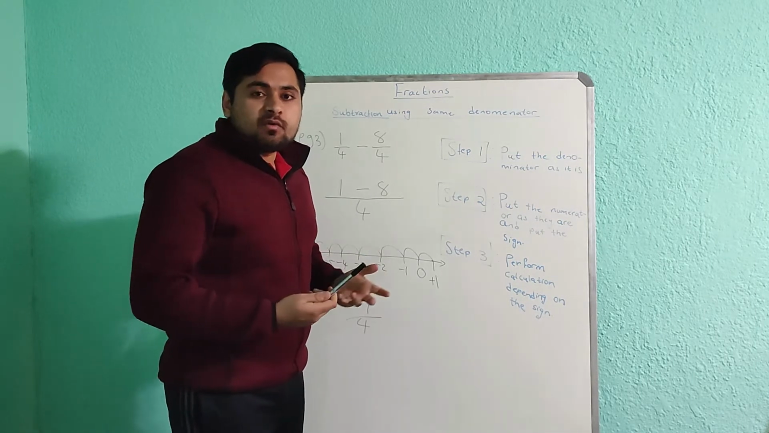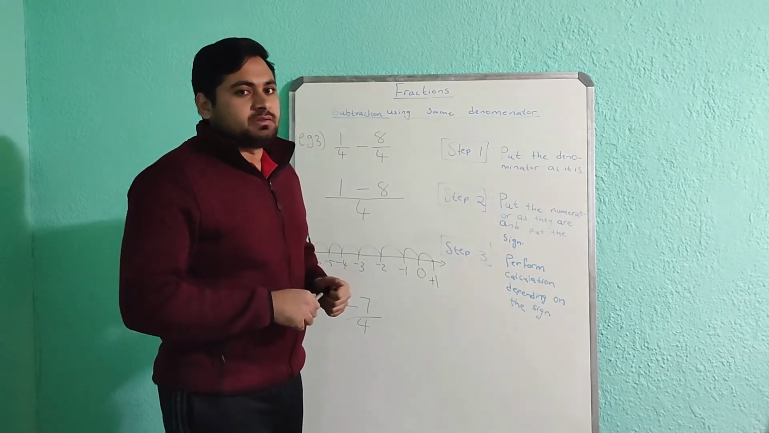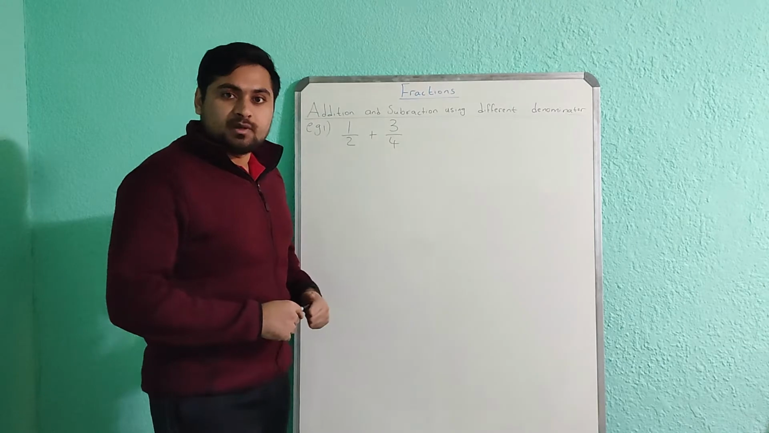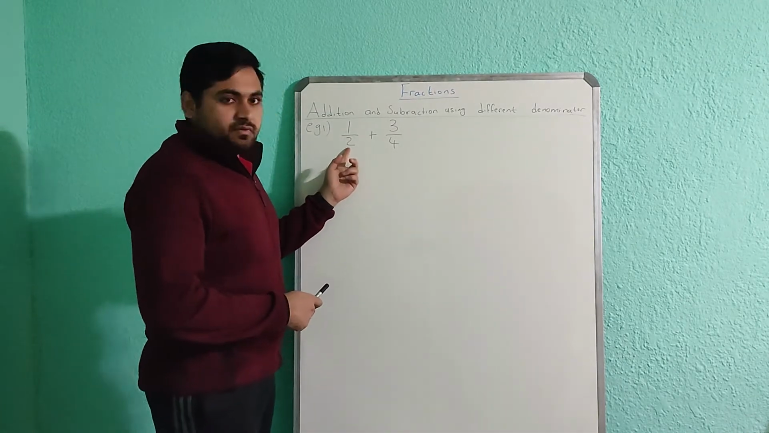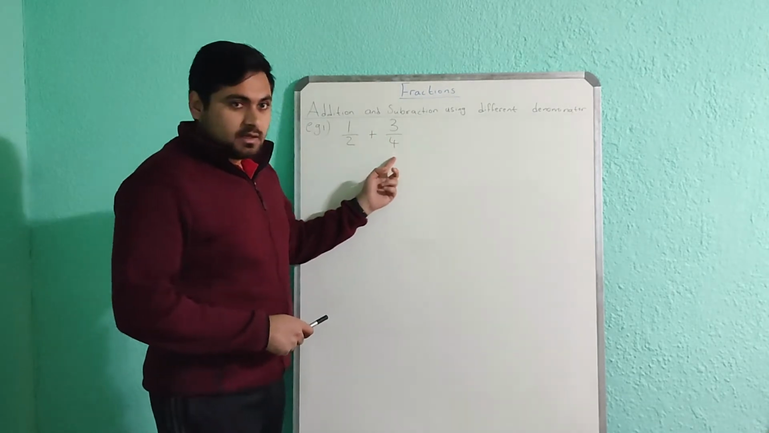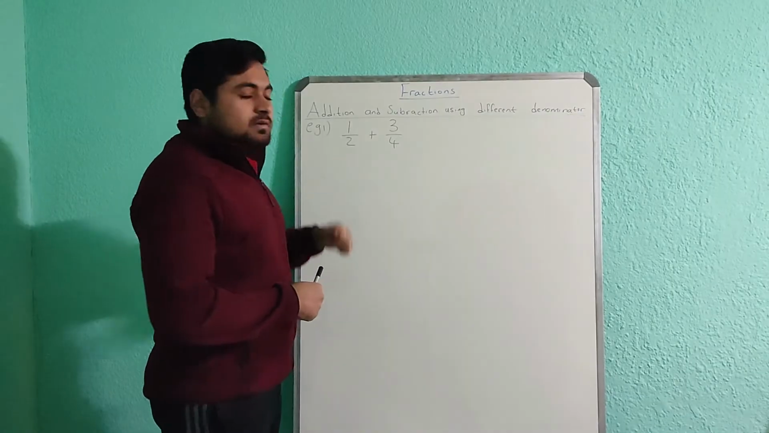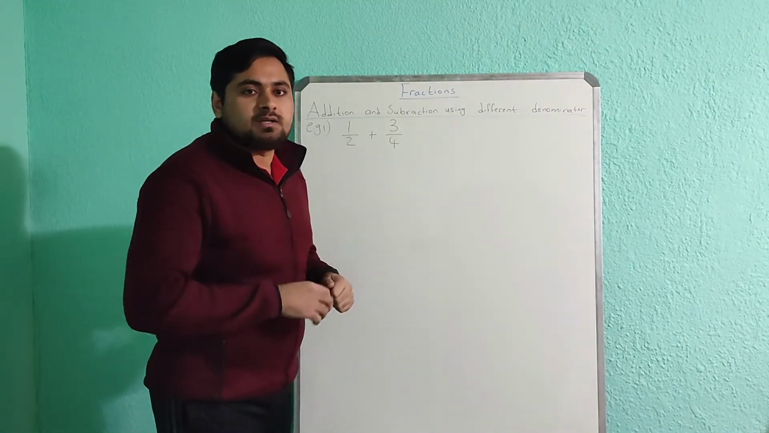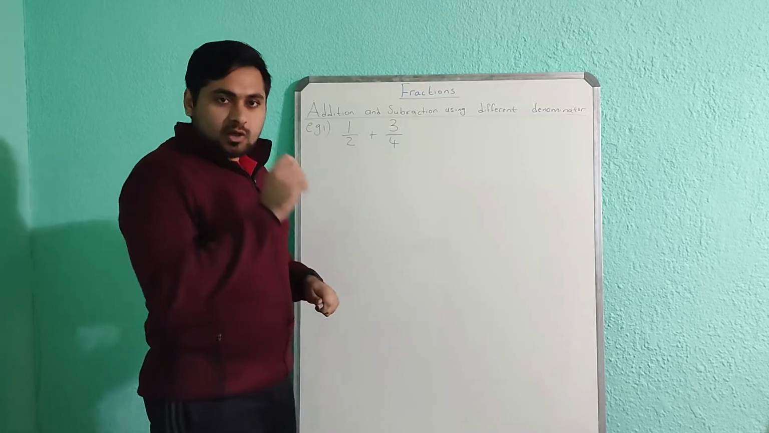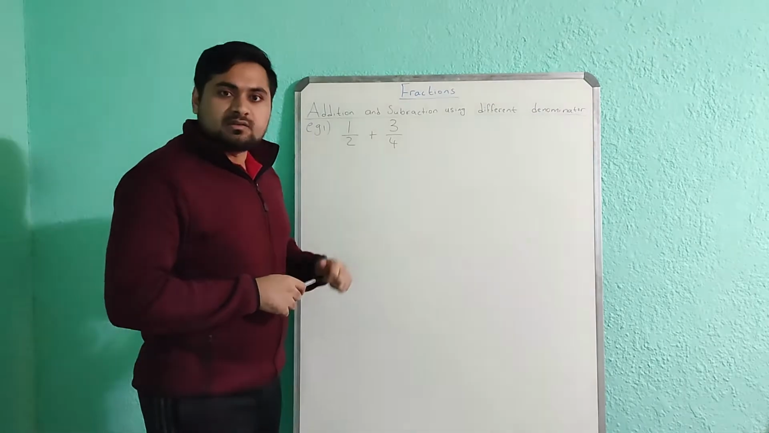So now let's move on to addition and subtraction of fractions using different denominators. In this example, we can see both the fractions have different denominators. What is the denominator of the first fraction? 2. What is the denominator of the second fraction? 4, right? So they are both different. So now what do we do in this case? In this case, we need to find a common denominator, or what we call the lowest common denominator. It means you find the lowest number that is divisible by both of these numbers.